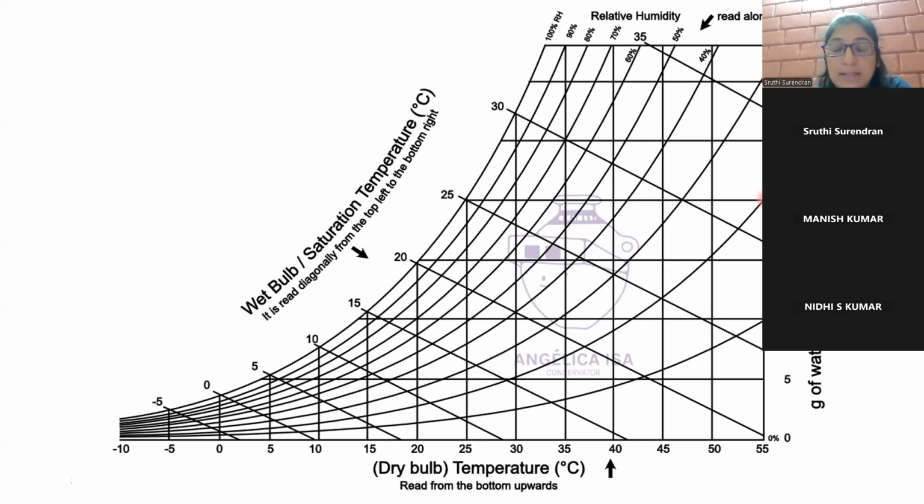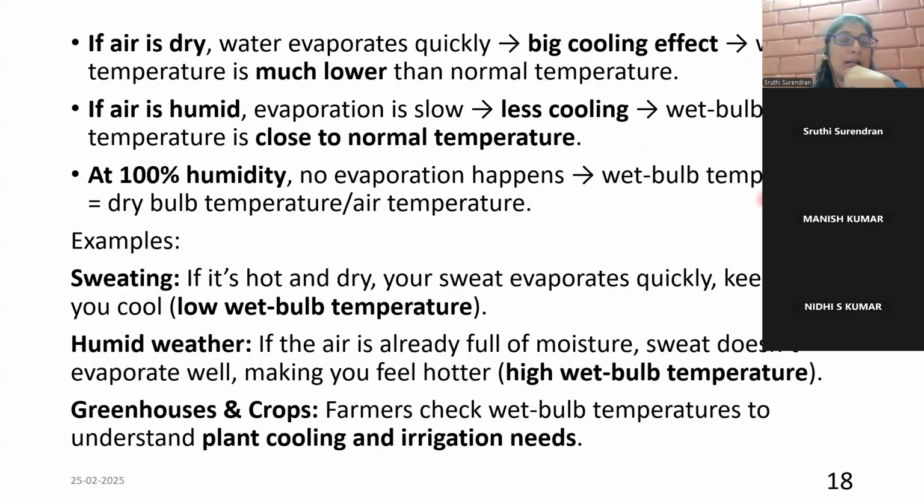So this is how this entire chart will help us in getting some values of actual vapor pressure, relative humidity, temperature, etc. Some examples that make use of wet bulb temperature: again, we talked about the sweating process. In humid weather, if the air is already full of moisture, the evaporation is not going to take place. That is because the wet bulb temperature is not very low, it is high. It is equal to the dry bulb temperature. It is not reducing. That is why we say that it is a high wet bulb temperature. And this is going to make you hotter.